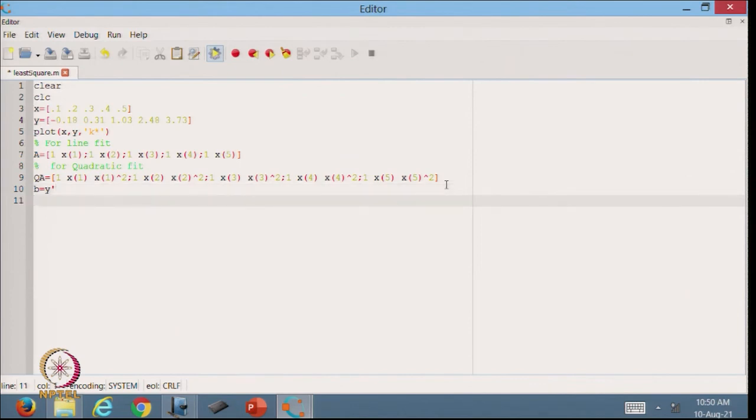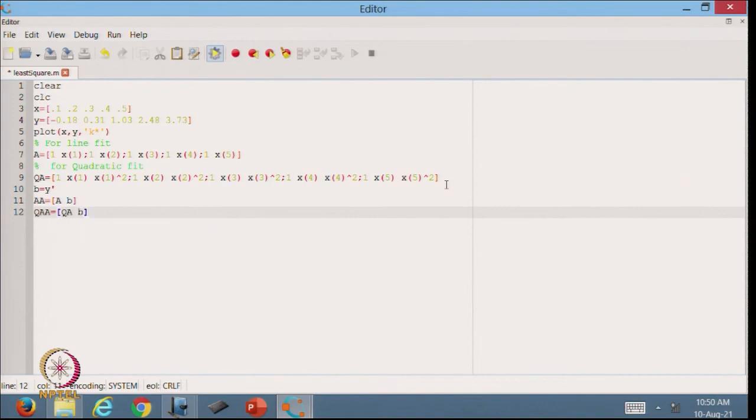Now, after this, I want to check whether this line fit or the quadratic fit are passing through all these points. For that, I write a matrix AA, first A and then B. This is my augmented matrix. Similarly, I am writing the augmented matrix QAA for quadratic, that is QA and then B, because everything is the same except the matrix on the left hand side.